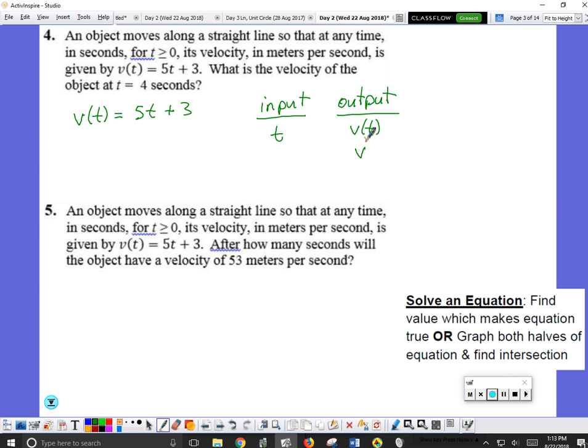Question. Awesome. So this first question is basically saying use the formula, take the known input and generate an output. So V of T represents the velocity at any time. V of 4 represents a specific velocity when time is equal to 4.